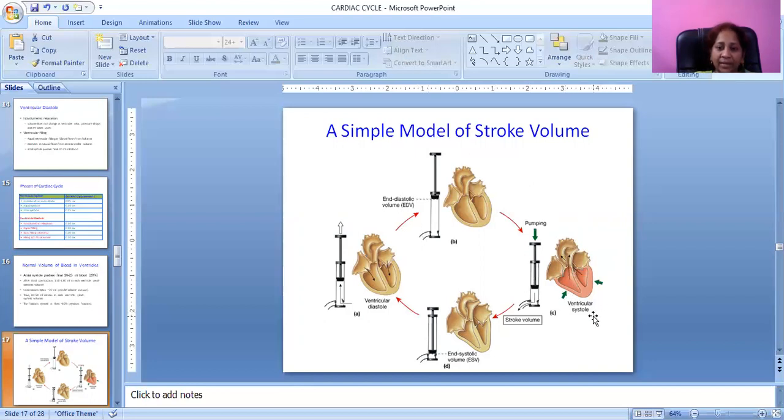Next, ventricular systole. In ventricular systole, what happens? AV valves will be closed, semilunar valves will be opening and the blood will be pumped to the arteries, the pulmonary artery and the systemic artery. Here, then stroke volume. This is the end systolic volume.